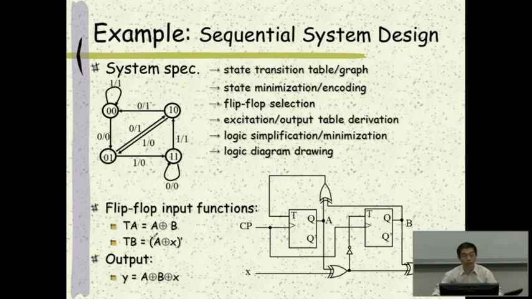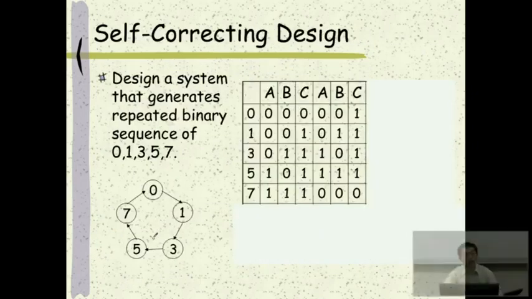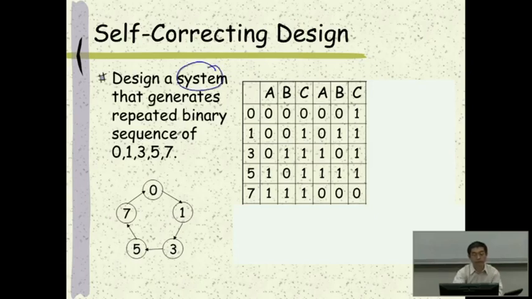So the previous example, actually in that case, it is a completely specified state machine, which means that from any state, for any possible input value, we have a next state specified. What happens if the system is not completely specified, which we call incompletely specified? So consider this case. We want to have a system that generates the pattern 0, 1, 3, 5, 7 in a row, in a circular way.